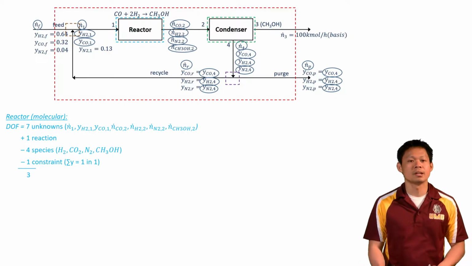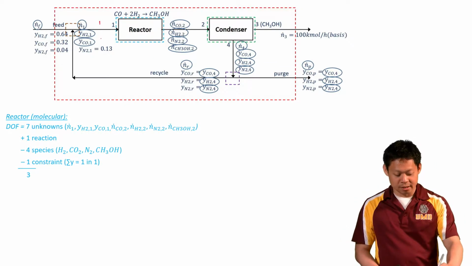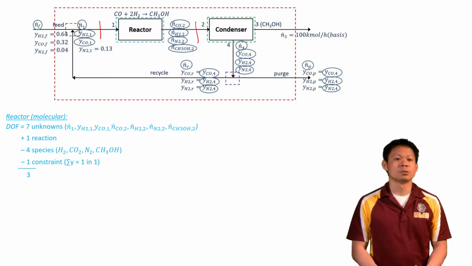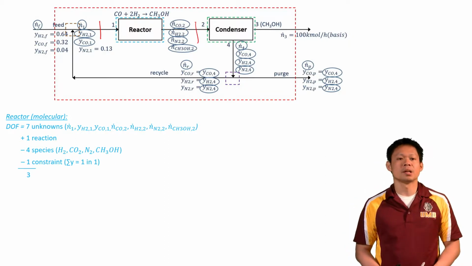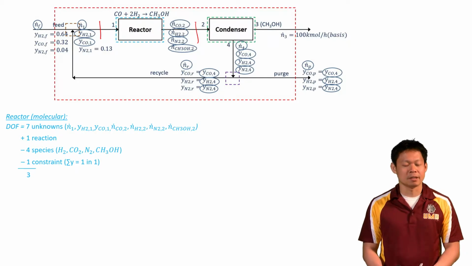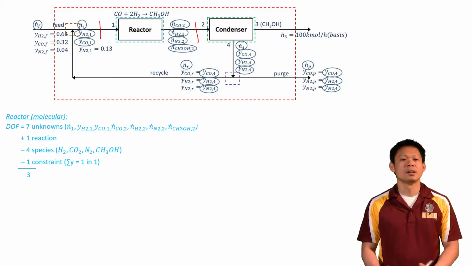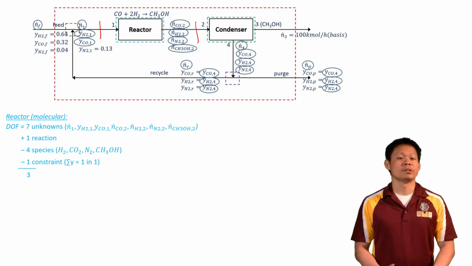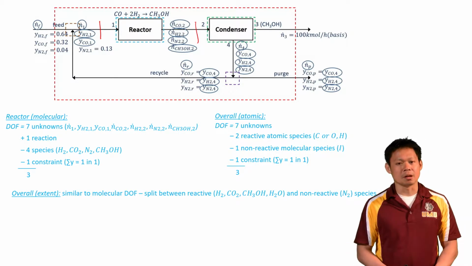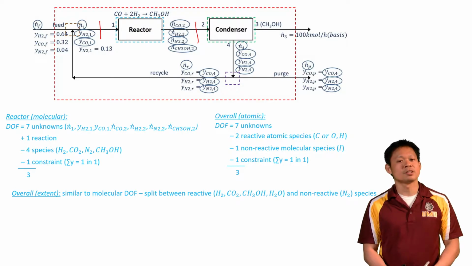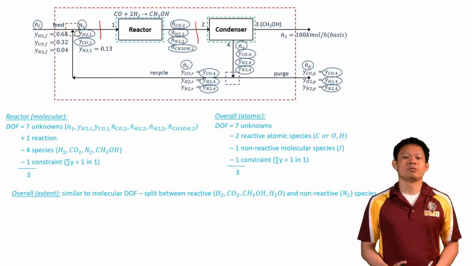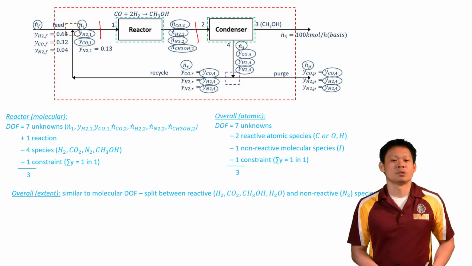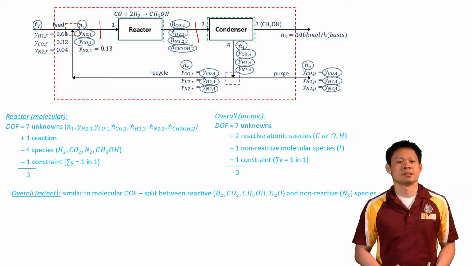Let's move on to the reactor. In the reactor, we have 7 unknowns: 3 in stream 1, 4 in stream 2. We have 1 reaction. We have 4 species, the same 4 species that we looked at in the overall. We have 1 constraint, the sum of mole fractions must equal 1 in stream 1, the feed going into the reactor. So we have a degree of freedom of 3. Same thing with the atomic: 7 unknowns, no reactions, 2 reactive atomic species, but C and O are not independent, 1 non-reactive species, and then 1 constraint. So we have a degree of freedom of 3. That's consistent.